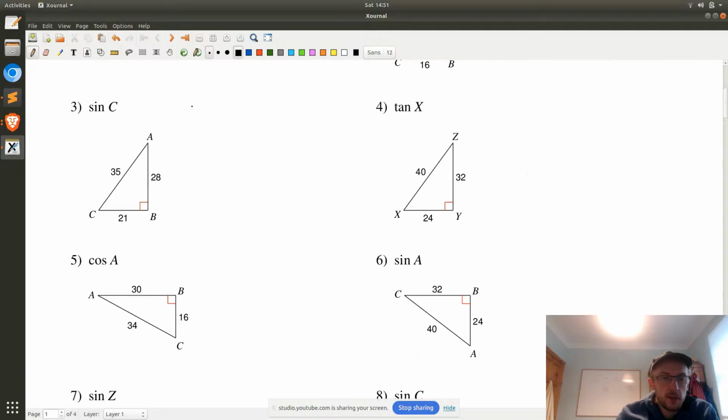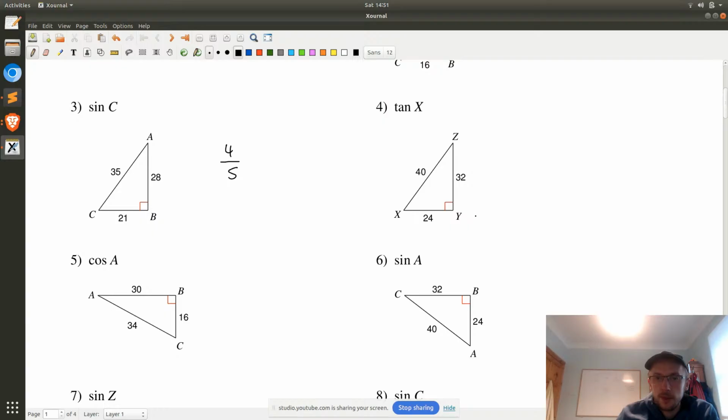All right, so the sine function is defined as the length of the opposite side divided by the length of the hypotenuse. So that sort of completes the set of primary trigonometric functions. So in this case, it'd be 28 over 35, which reduces to 4 over 5.